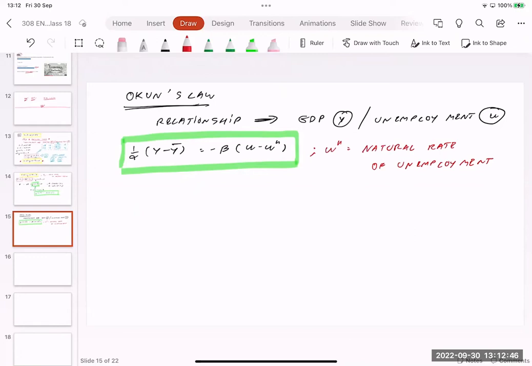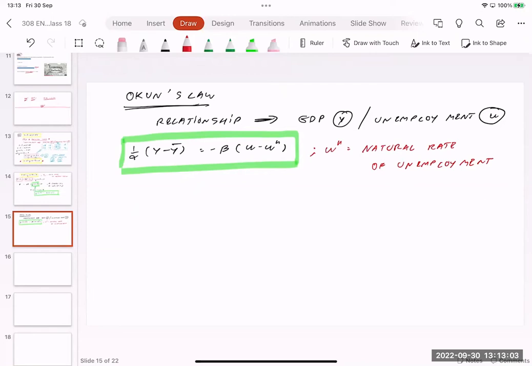Same thing with Y bar. Y bar is also a reference number. Y bar is the GDP at which everyone who wants to work gets a job. This is the full employment level. Everyone who wants to work gets a job. This is Y bar.